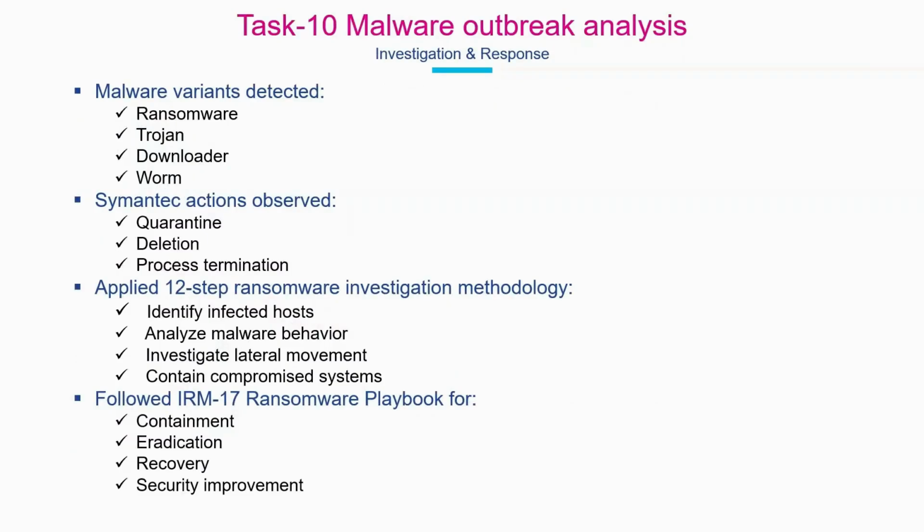We detected a few malware variants like ransomware, Trojan, downloader, and worm. We observed a few Symantec actions: quarantine, deletion, and process termination. We applied a 12-step ransomware investigation methodology: identify infected hosts, analyze malware behavior, investigate internal movement, and contain compromised systems. We followed the IRM ransomware playbook for containment, eradication, recovery, and security improvement.